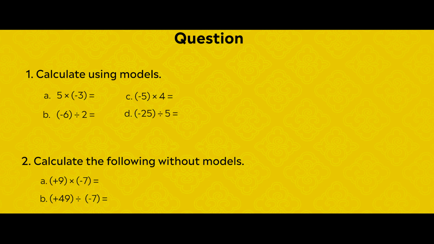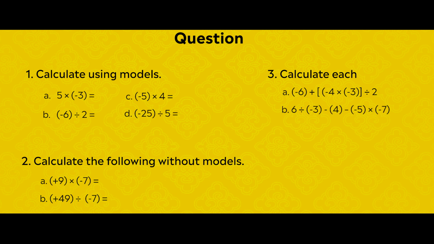Question 3, calculate each. A, negative 6 plus, in the bracket, negative 4 times negative 3 divided by 2. B, 6 divided by negative 3 minus 4 minus negative 5 times negative 7.